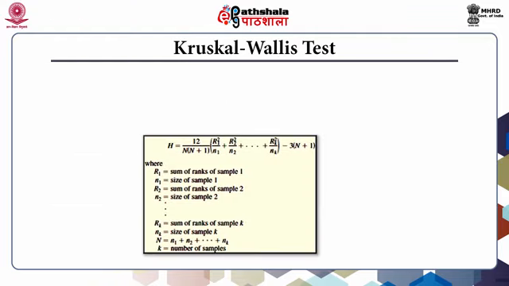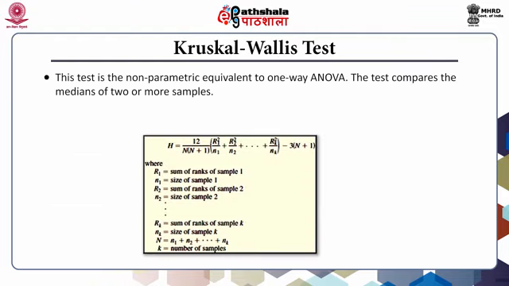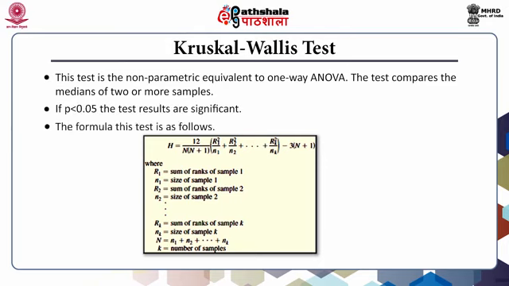Kruskal-Wallis Test. This test is the non-parametric equivalent to one-way ANOVA. The test compares the medians of 2 or more samples. P less than 0.05 means that the test results are significant, and the formula is given below.